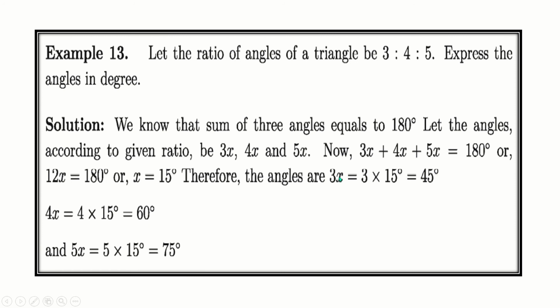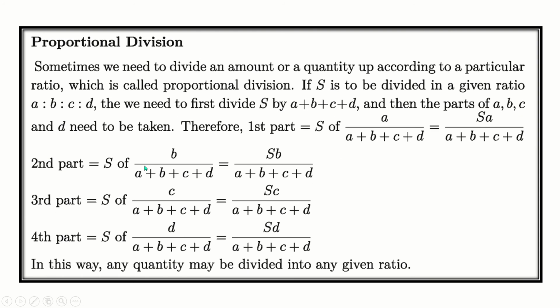Therefore, the first angle will be 3 into 15 degrees, which equals 45 degrees. Second will be 4 into 15 degrees, which equals 60 degrees. And 5 into 15 degrees equals 75 degrees. Therefore, 45 degrees, 60 degrees and 75 degrees are the required answer. Clear everyone? Now follow this, we can solve other maths.